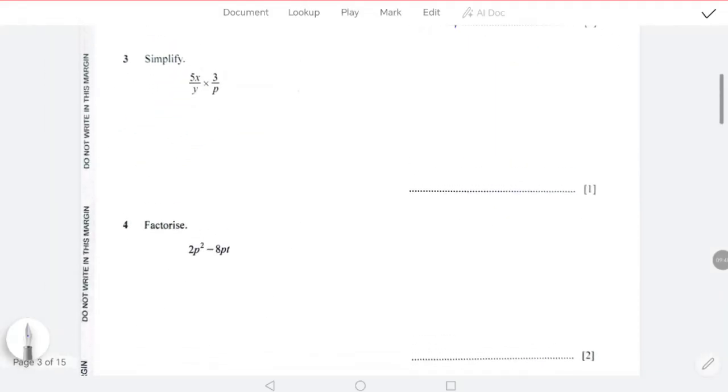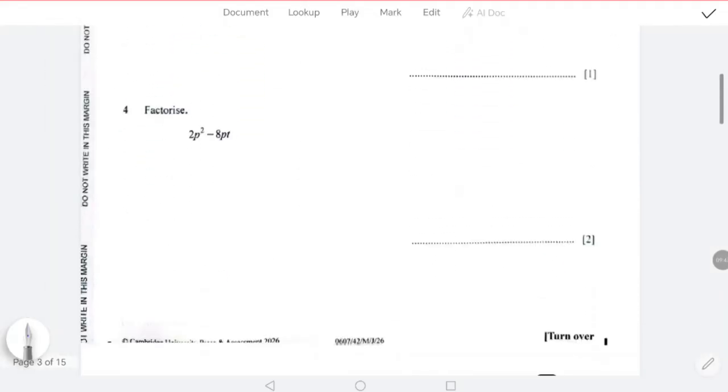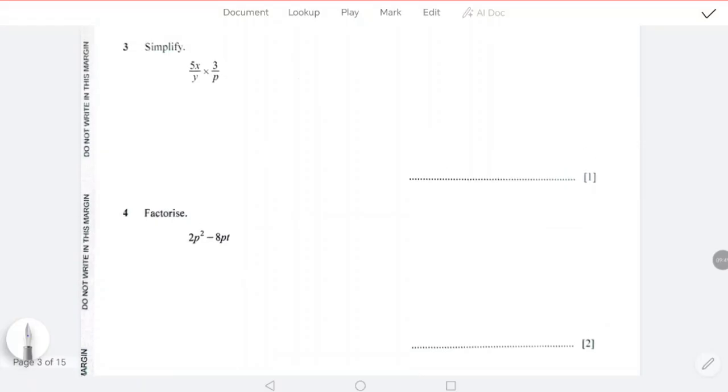Next one, 3x, and this is multiplication. So this is not addition. Just multiply them. This is not addition, because this is also a common mistake. So 5x times 3 is 15x, and then y times p is yp, done.